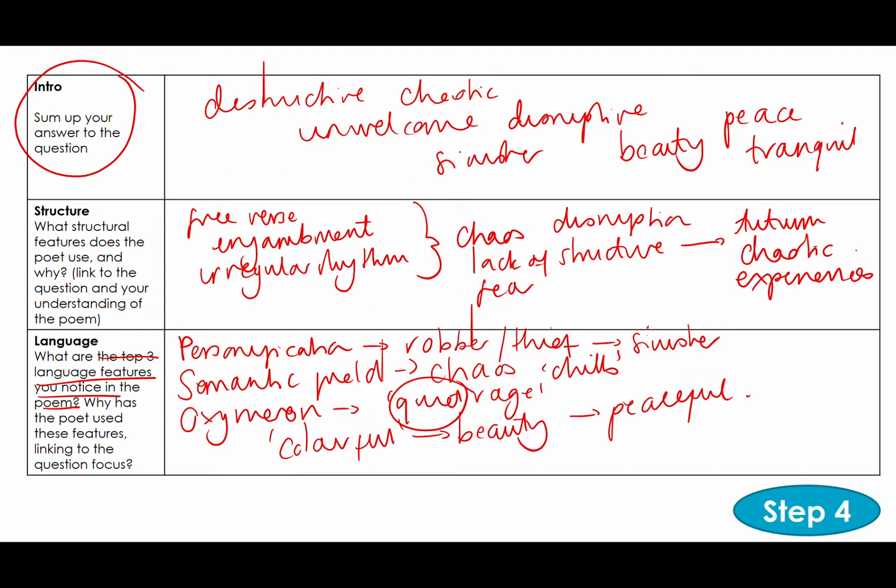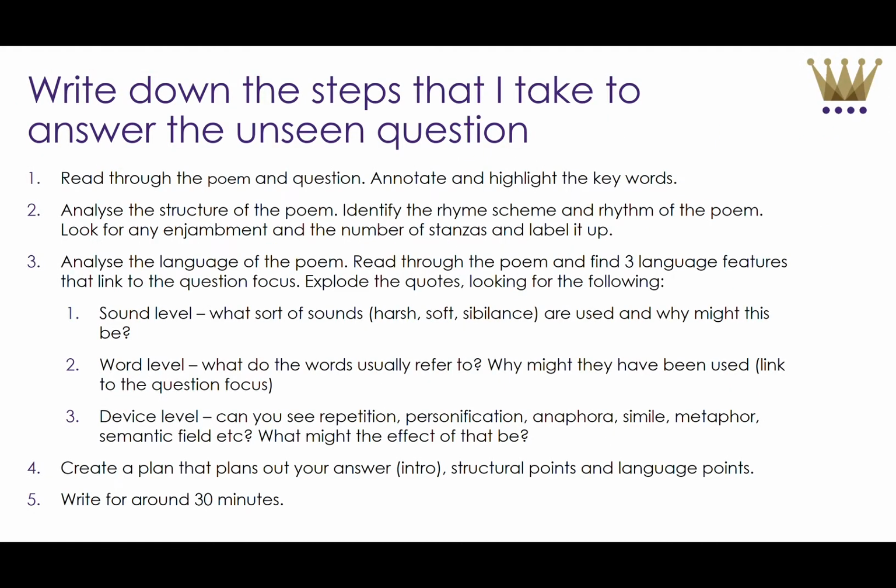Now let's just review those steps. So I've got to the end of my planning now. So step 1, read through the poem and the question, annotate and highlight the keywords. 2, analyse the structure of the poem, identify the rhyme scheme, the rhythm, look for any enjambment, the number of stanzas, label them all up. 3, analyse the language of the poem, read through the poem, find 3 language features. I actually found 4, but that's okay. The more the merrier. That link to the question focus, really important. I'm keeping linking it back.